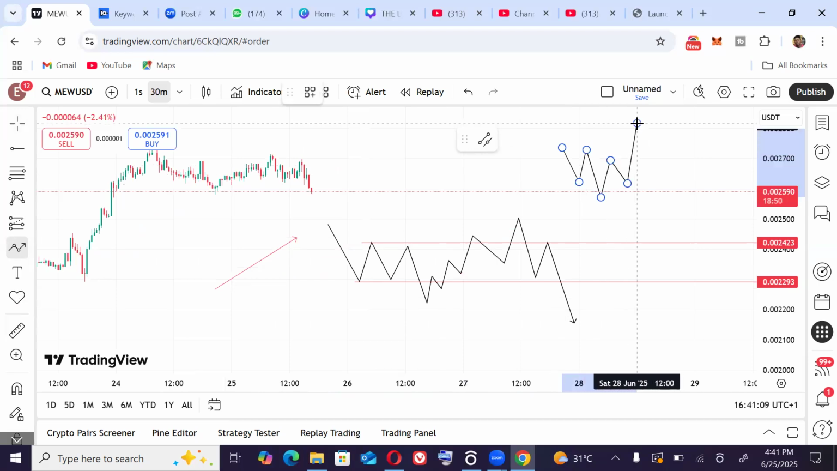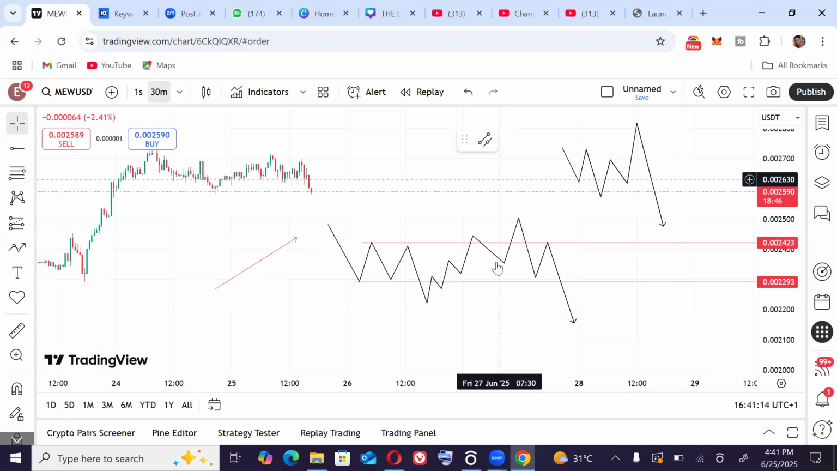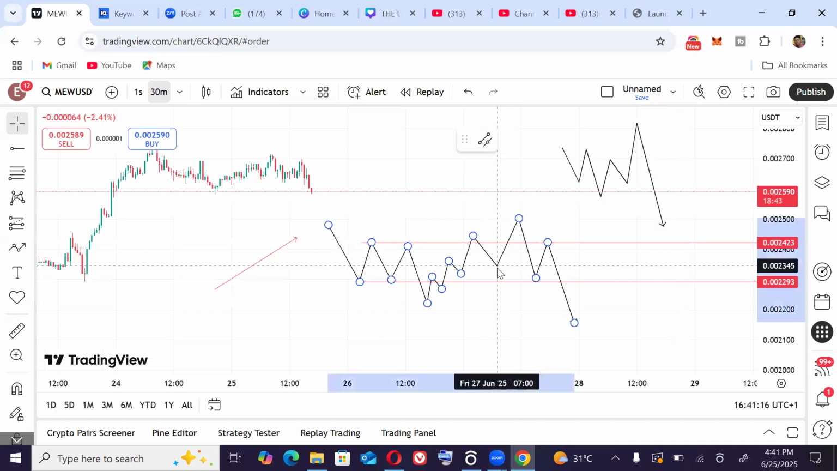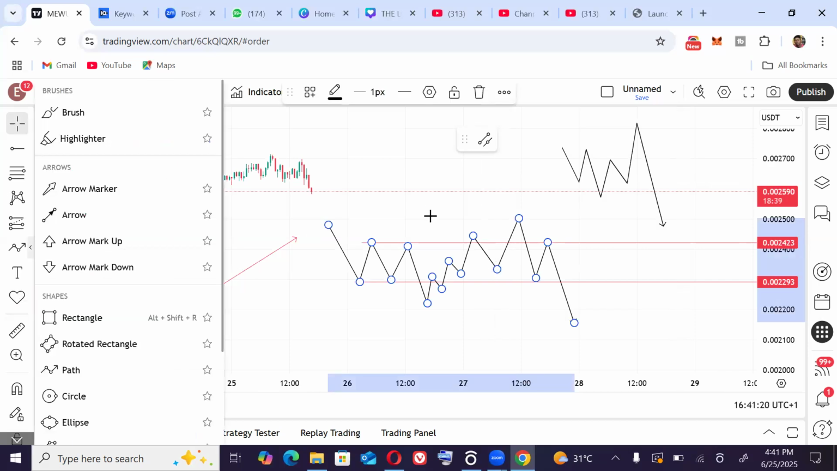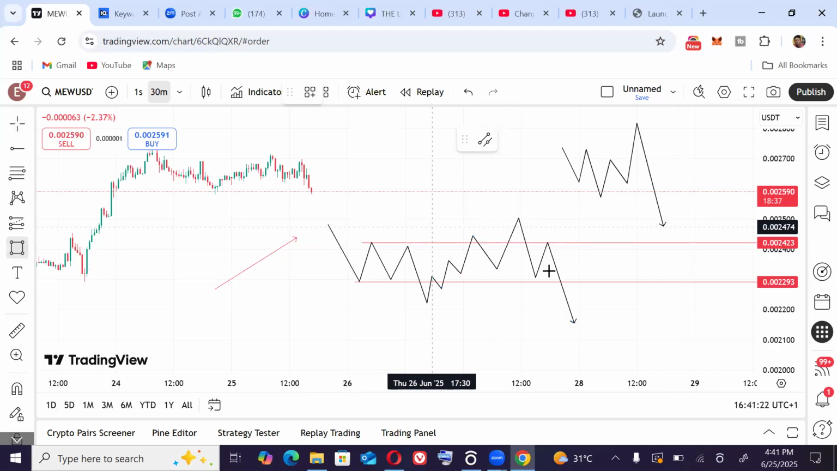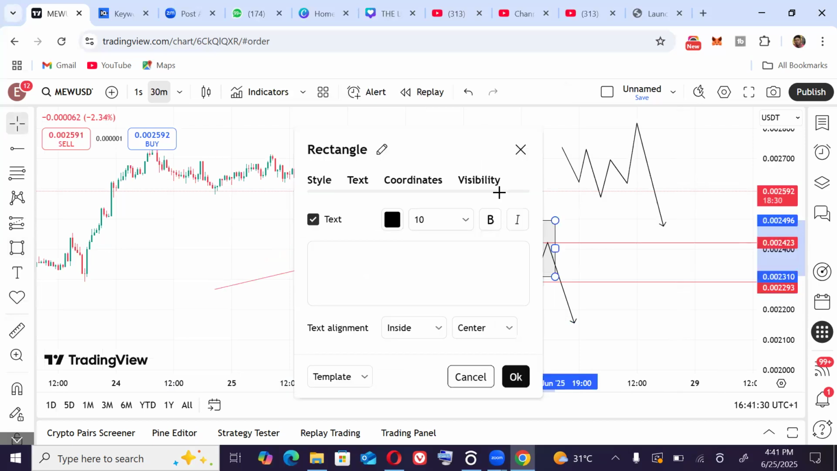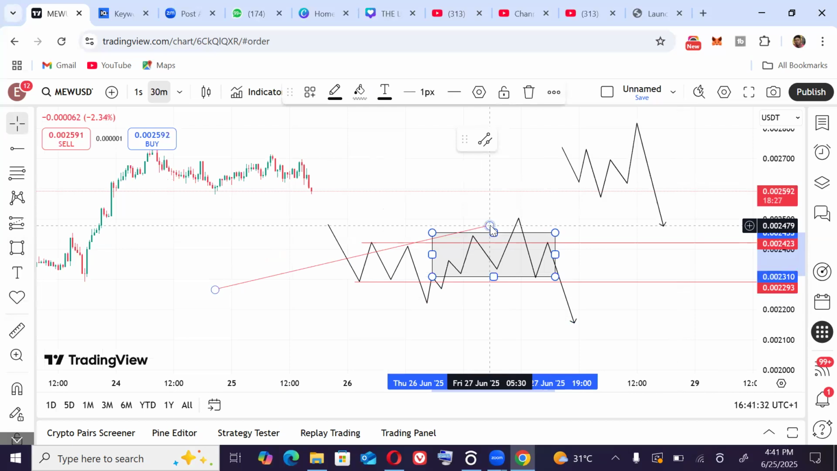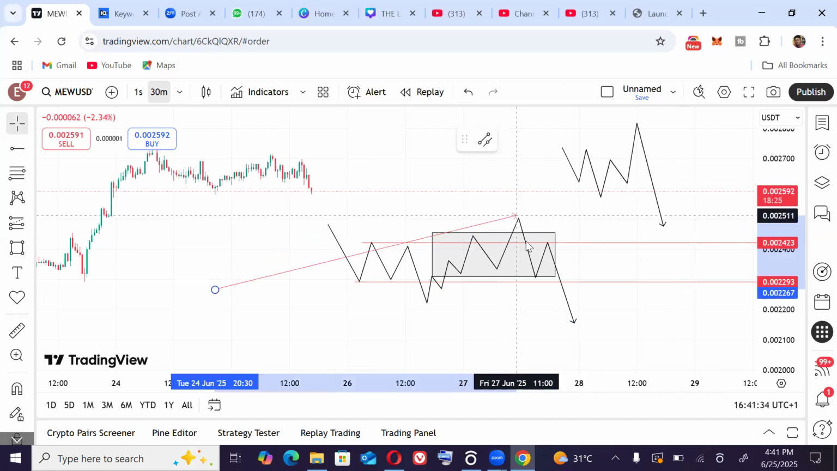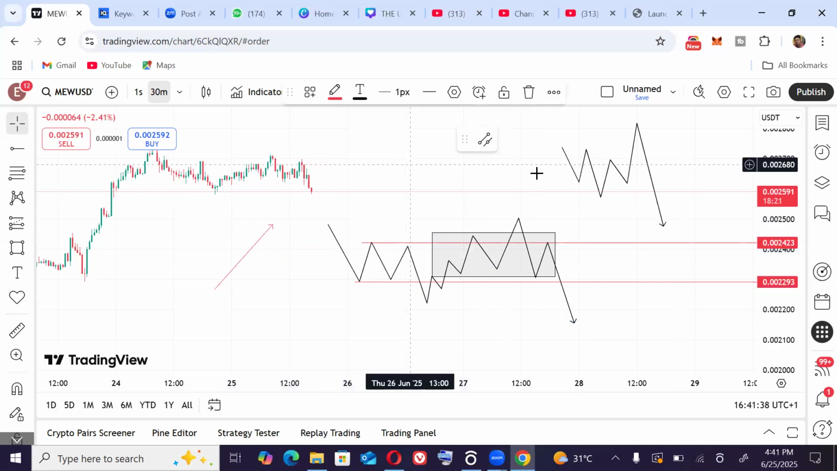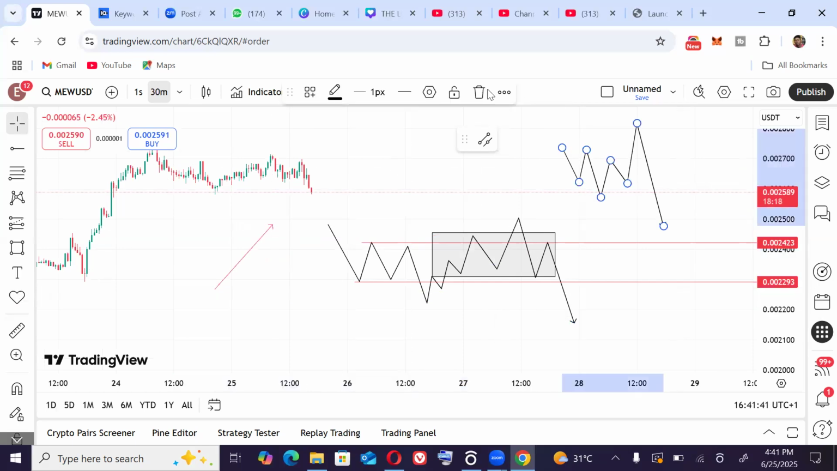Now, I want to see a buy model that is broken. So where is the buy model that is broken? Right here. This is our buy model that was broken. You can see how price moved from here and what broke down. So we must see a buy model that is broken. Right? Good.